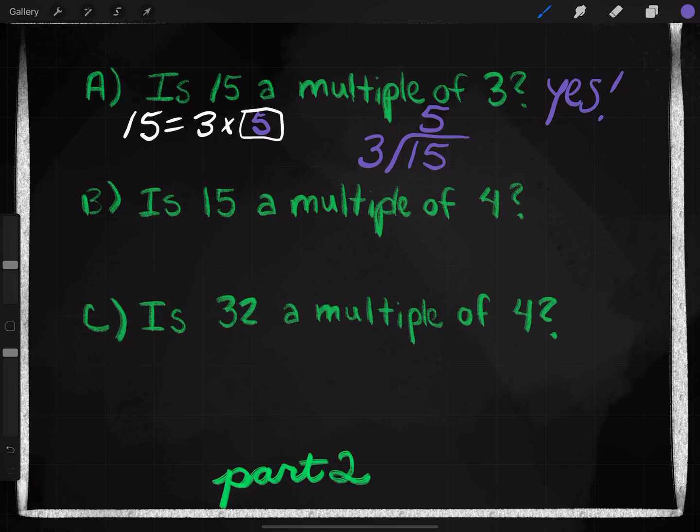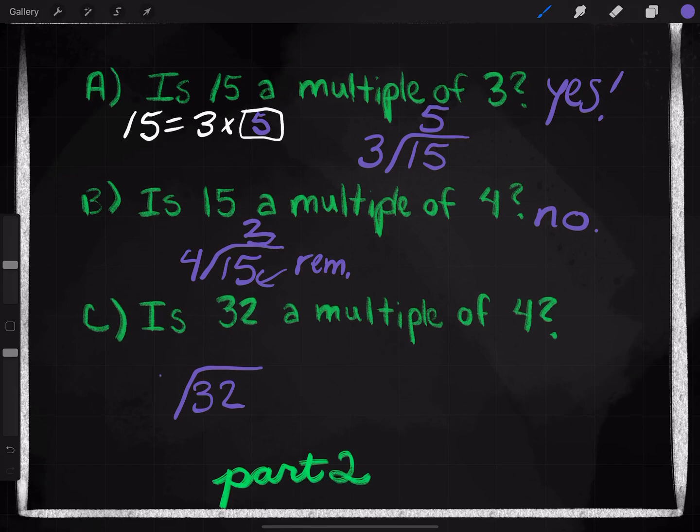Is 15 a multiple of 4? So 15, we'll see if 4 goes in there. 4 times 3 is 12, so we're going to have a remainder. So no. Is 32 a multiple of 4? So let's try dividing. You can always pause the video and try it. Well, 8 times 4 is 32. So it's even, so yes.